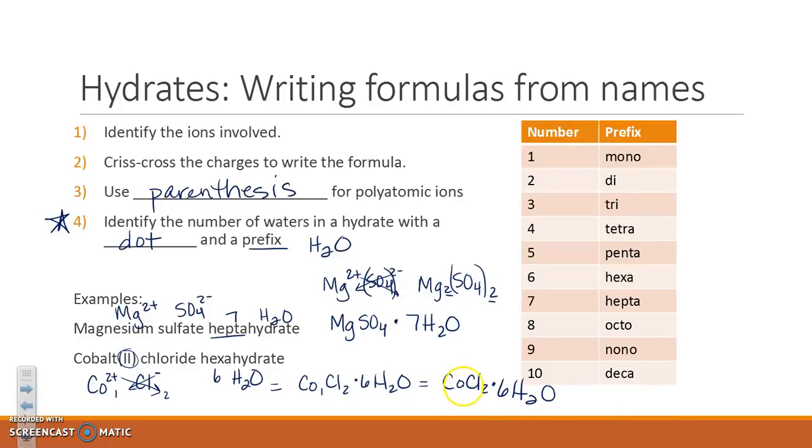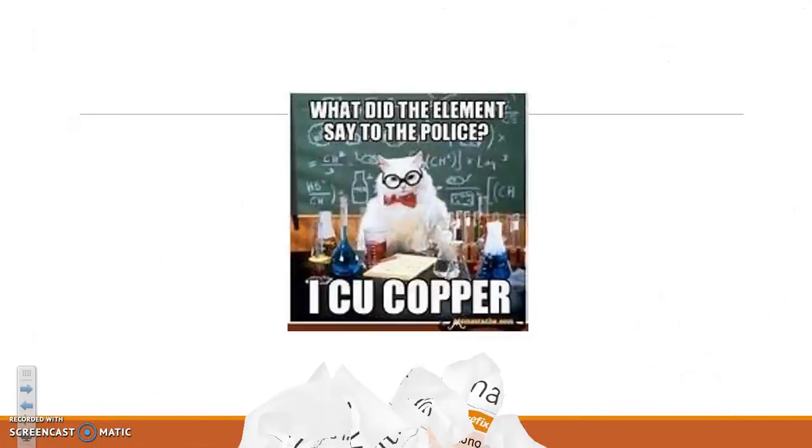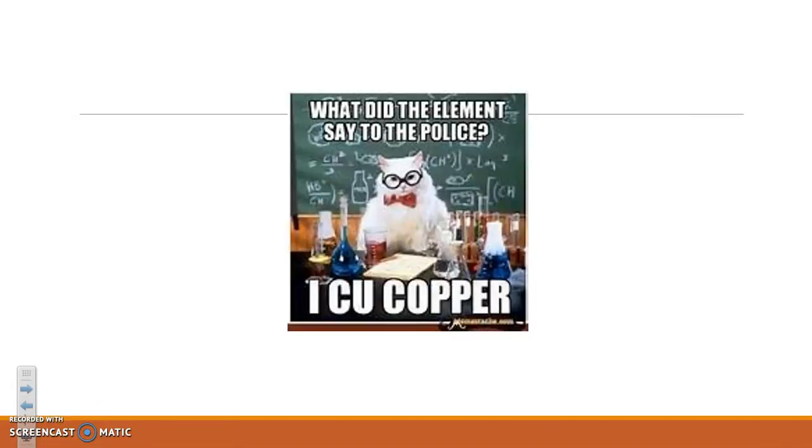Okay, and to write the name, you would do the same thing as you would for writing an ionic compound's name, and then you would write hexahydrate or heptahydrate or dihydrate, whatever the prefix for the number of molecules would be. All right, and that is it, ladies and gentlemen. I will see you in class.